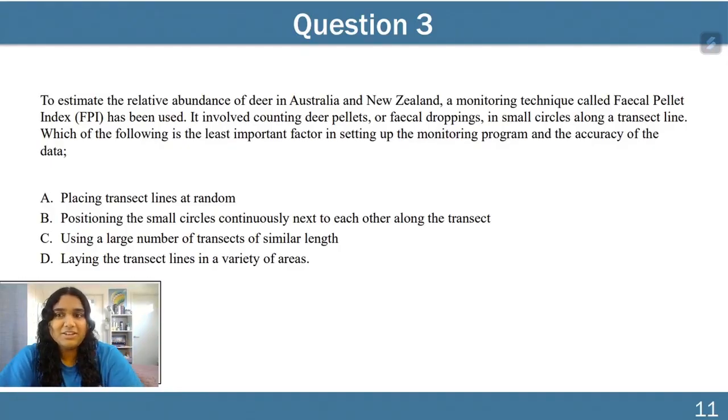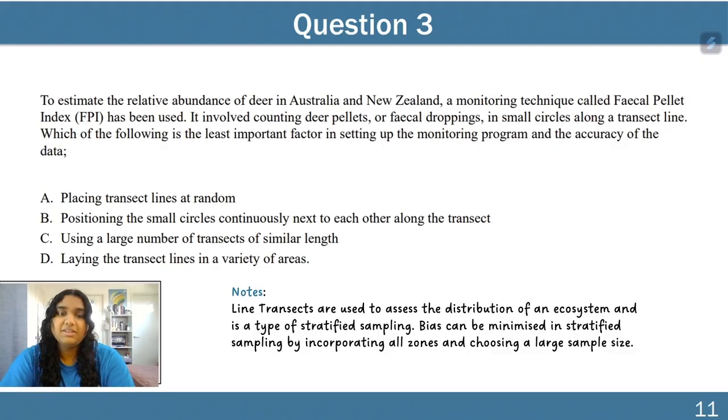Alrighty, question 3. To estimate the relative abundance of deer in Australia and New Zealand, a monitoring technique called Fecal Pellet Index, FPI, has been used. It involves counting deer pellets or fecal droppings in small circles along a transect line. Which of the following is the least important factor in setting up the monitoring program and the accuracy of the data? So this is your time to pause. Give yourself a minute to answer the question, and I'll go through the answer now.